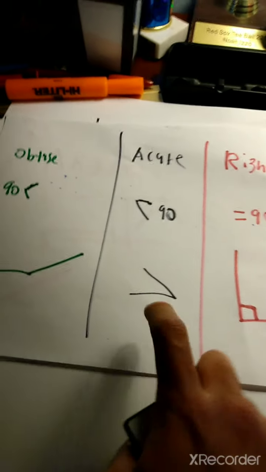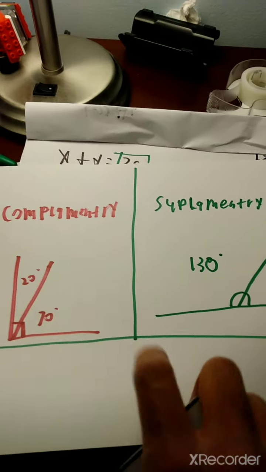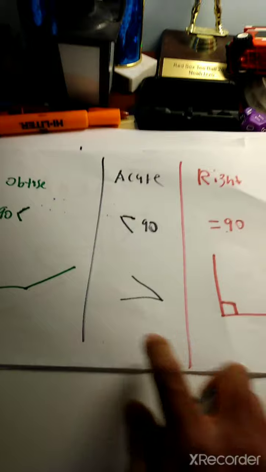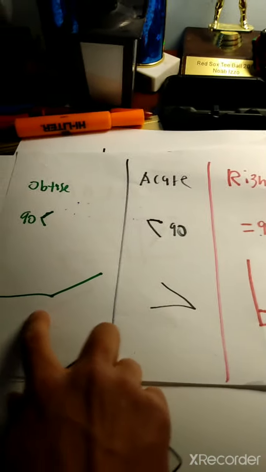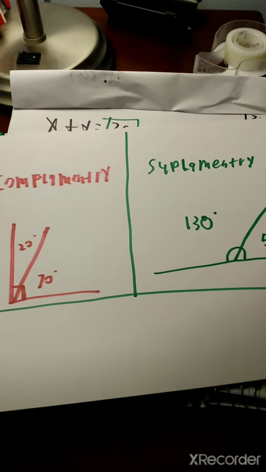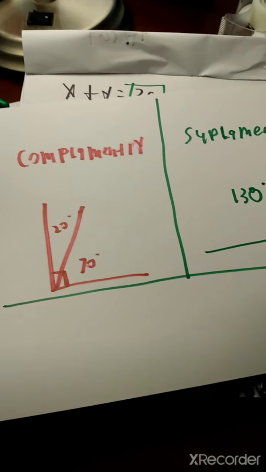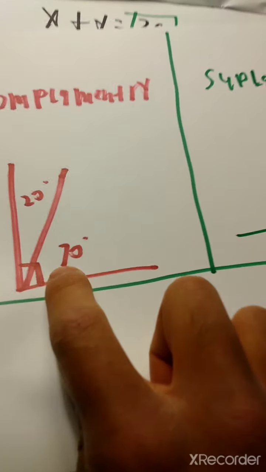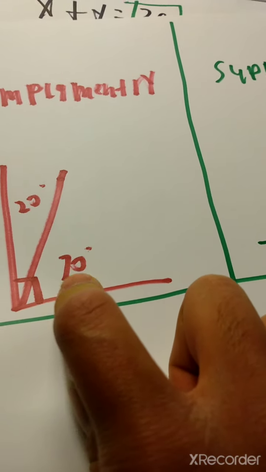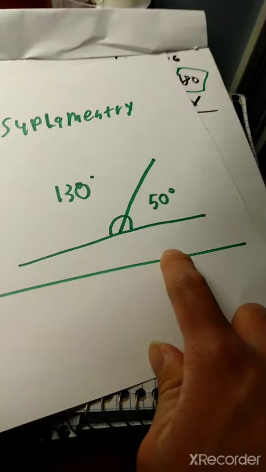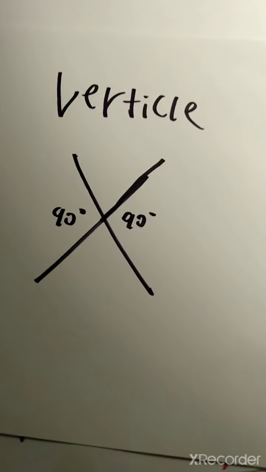With right, acute, and obtuse angles, it is defining what kind of angle it is. But with complementary, supplementary, and vertical angles, these kinds will actually help you figure out how wide each angle is. And there are two angles in these kinds of angles.